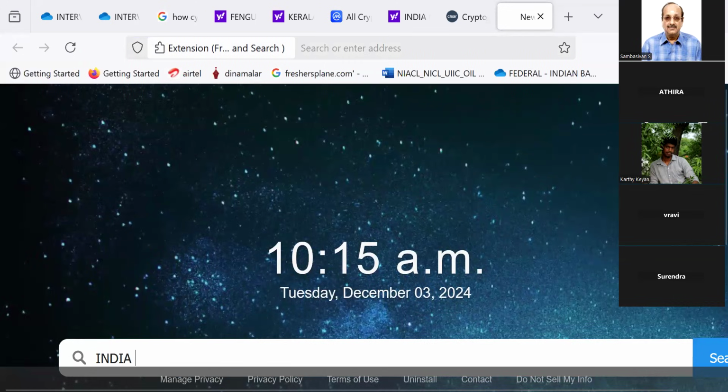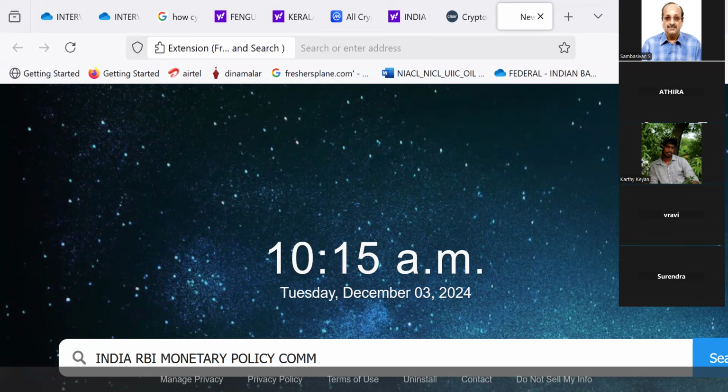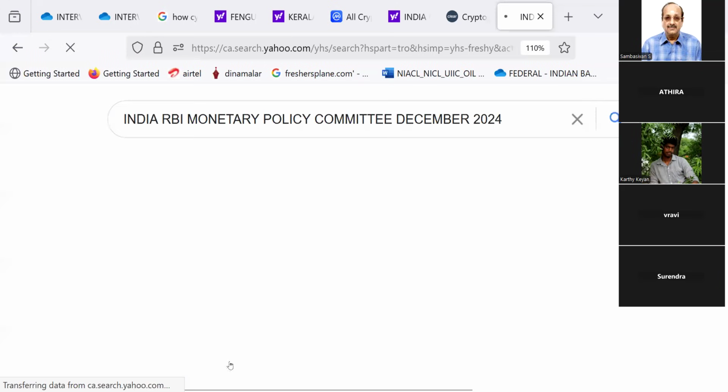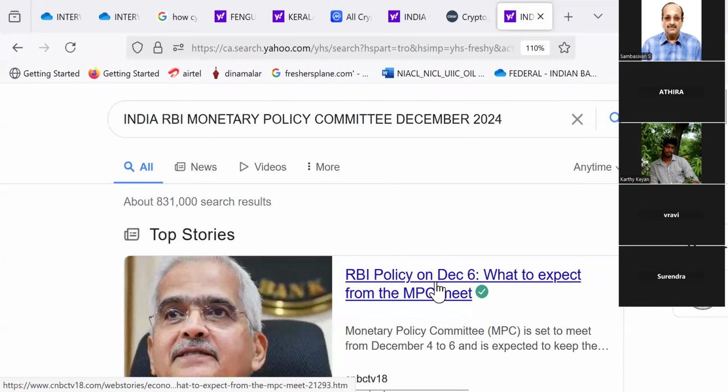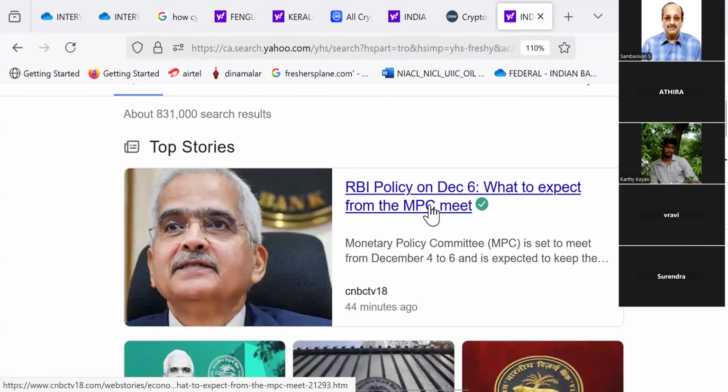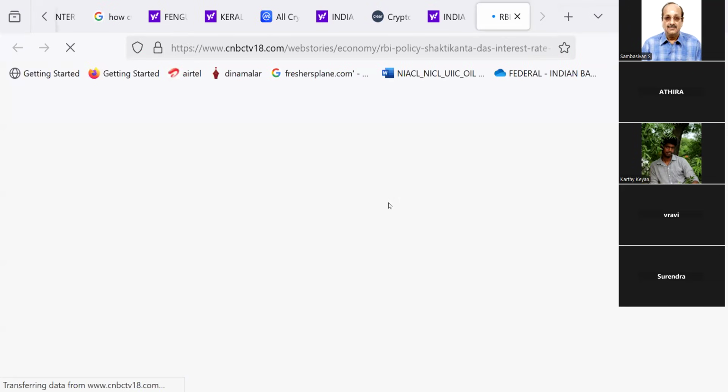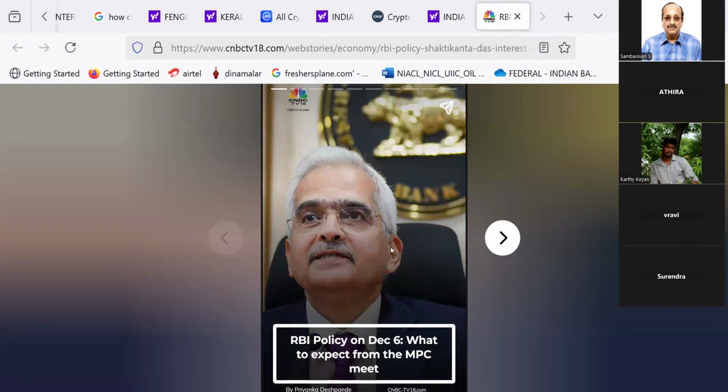One minute. I think RBI, because inflation is very high, they want to meet early, perhaps. Normally, they meet on 7th or 8th. The RBI Monetary Policy Committee, December. RBI policy is on December 6. Okay, December 6. 4 to 6. Monetary Policy Committee is set to meet from 4th to 6th.